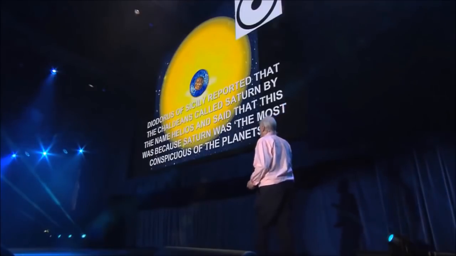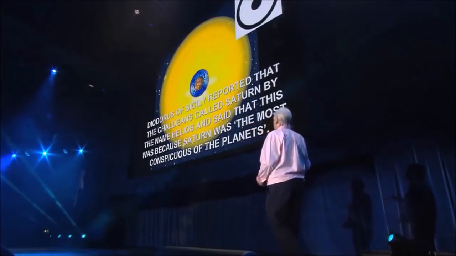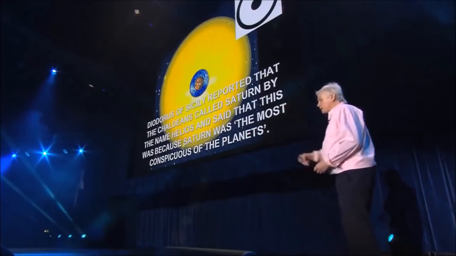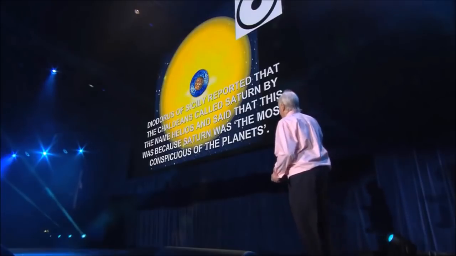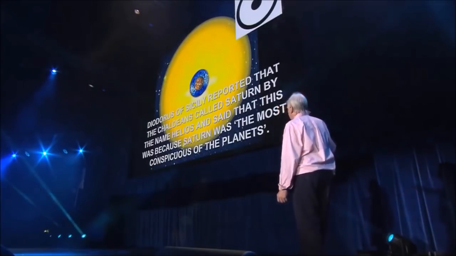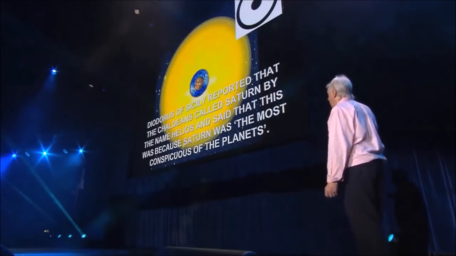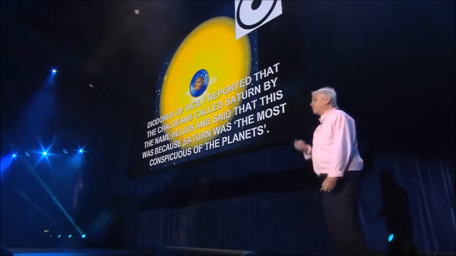Now, we take Helios to mean our sun, because it's the sun god. I say that's a mistake. Actually, they were talking about Saturn. And Diodorus of Sicily, an ancient historian, reported that the Chaldeans in the same area, Sumer, Babylon, now Iraq, called Saturn by the name Helios and said that this was because Saturn was, quote, the most conspicuous of the planets, which fits exactly with Talbott's research across, and I tell you, it's across the global cultures.